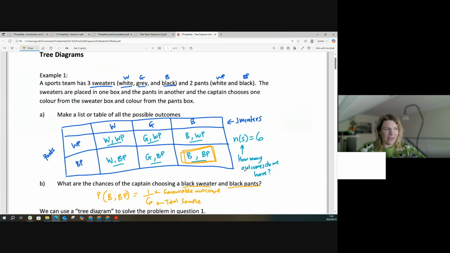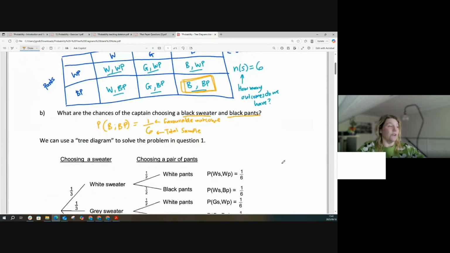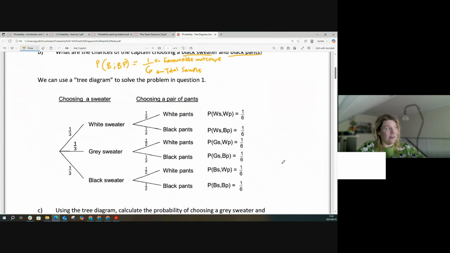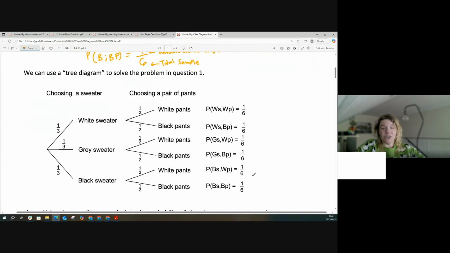Okay. So instead of drawing a contingency table, we could have put this into a tree diagram, which is what we're going to look at now. So tree diagrams are when we're trying to look at more than one thing that is happening. So we've got a nice little tree. If we drew this as a tree diagram, we put our different options at the end. So choosing a sweater, I've got option 1, which was the white sweater, option 2, which was the gray sweater, and option 3, which was the black sweater.